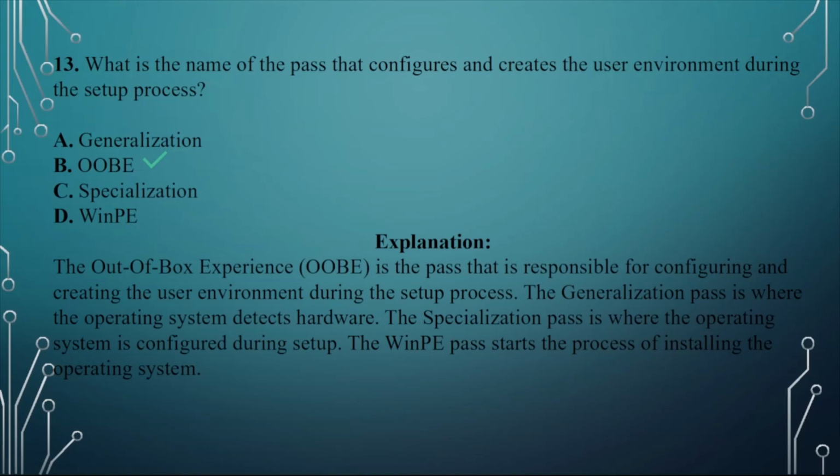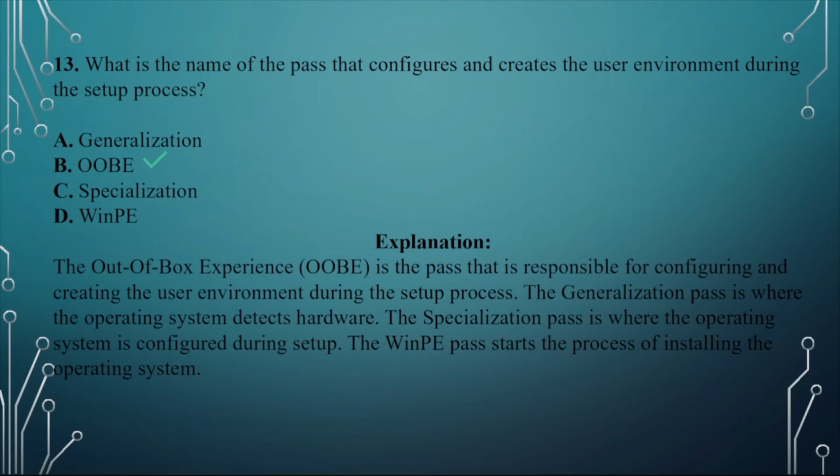The answer here is OOBE, which stands for Out of Box Experience. So this pass is responsible for configuring and creating the user environment during the setup process. The generalization pass is where the operating system detects hardware. The specialization pass is where the operating system is configured during setup. And the WinPE pass starts the process of installing the operating system.